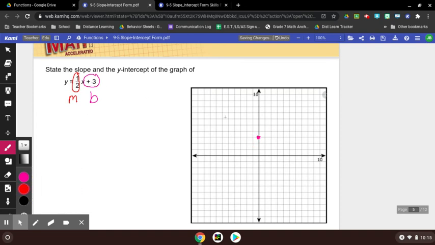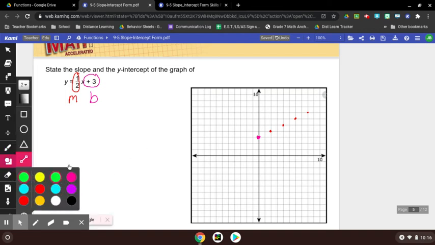The slope tells me to move 1/2. That means up 1 over 2, up 1 over 2, up 1 over 2. And my rule of thumb is to try to get at least 3 dots. If you can get more, all you're doing is just making your line more accurate. Okay. And then I'm just going to plot my line through them.